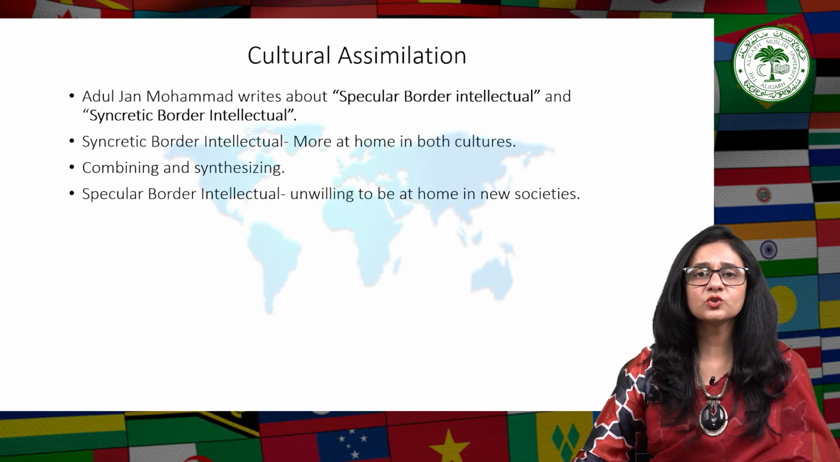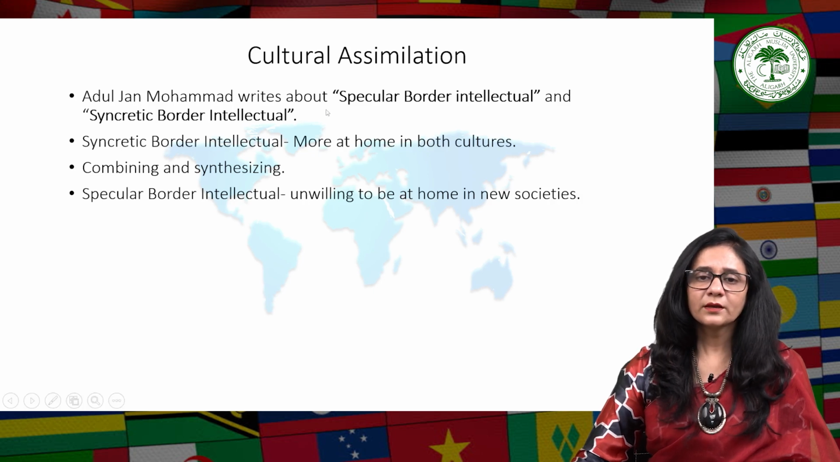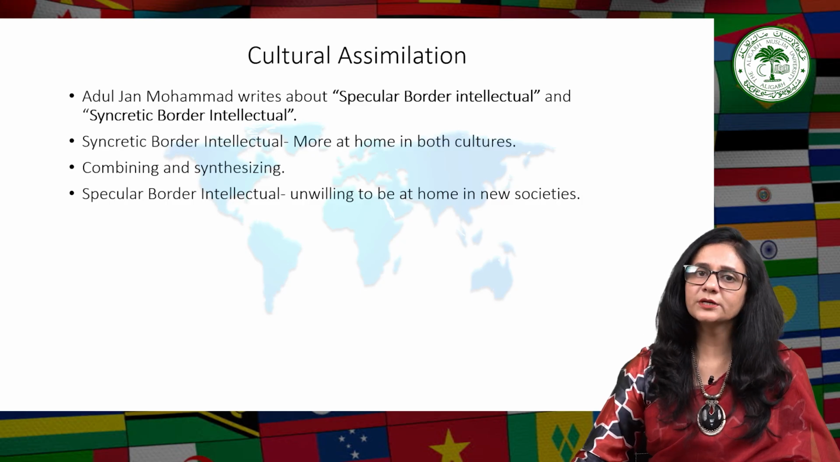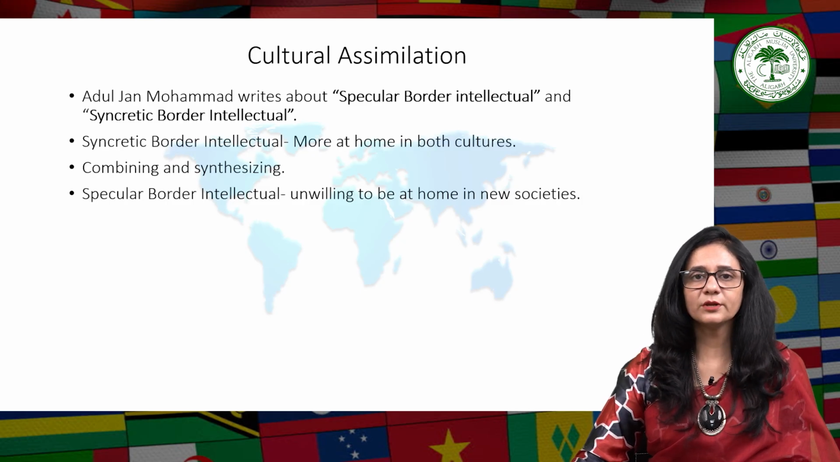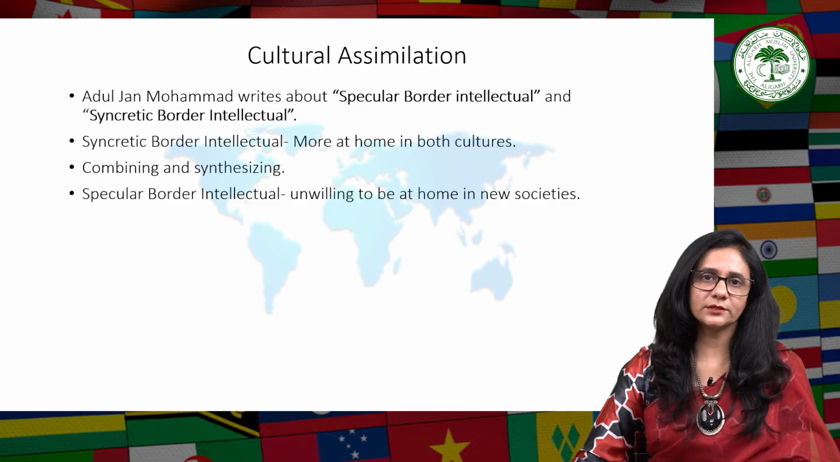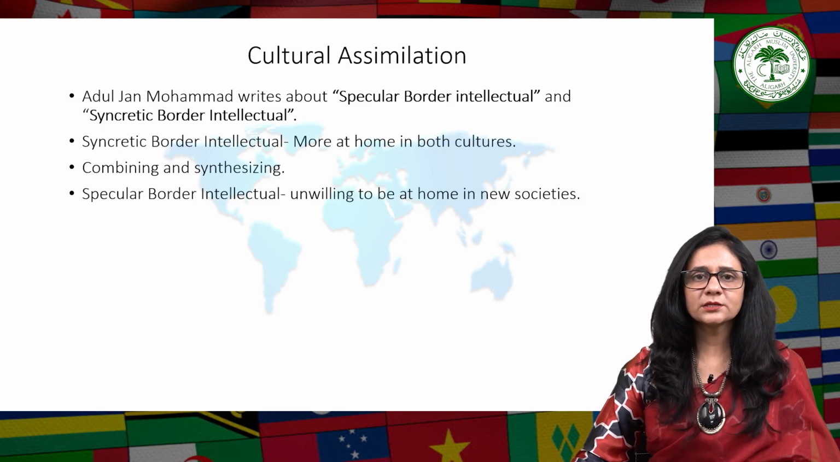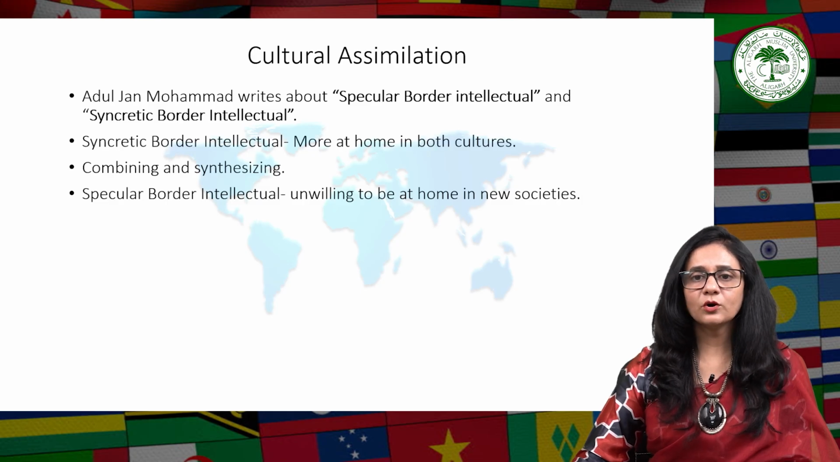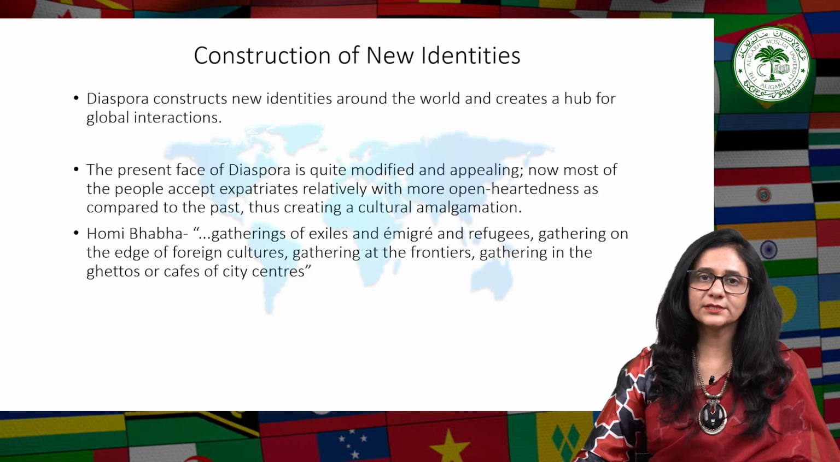He has mentioned two specific situations as specular border intellectual and syncretic border intellectual. Here, the syncretic border intellectual refers to a situation where a person in diaspora is comfortable in both cultures and societies, and this person is combining and synthesizing them. While specular border intellectual describes a person who is unable to be at home in new societies. This condition can be seen in the situation of exile.